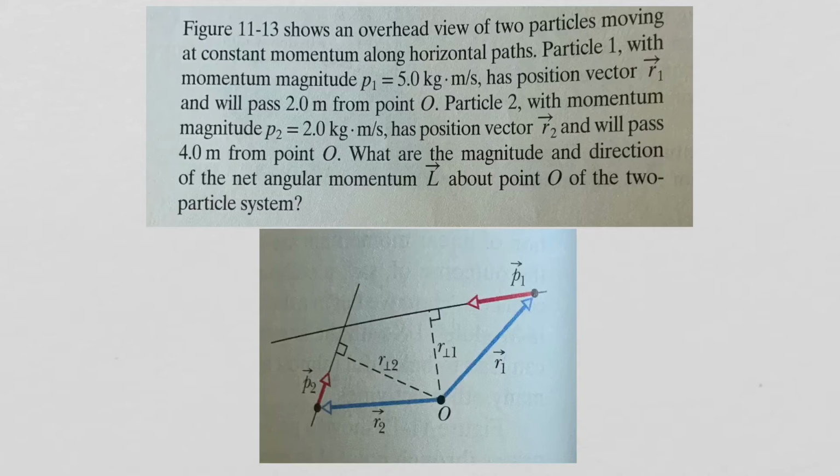To solve this problem, I'm going to use one of the results presented in the lecture presentation, and that was that the angular momentum is equal to the product of r perpendicular times p. The angular momentum for the first particle, L1, is going to be equal to r perpendicular 1 times P1, which is 2 meters, times 5 kilograms meters per second, and that is equal to 10 kilograms meters squared per second.